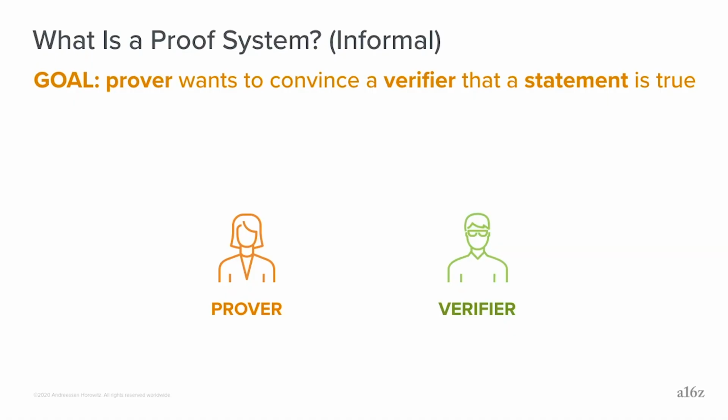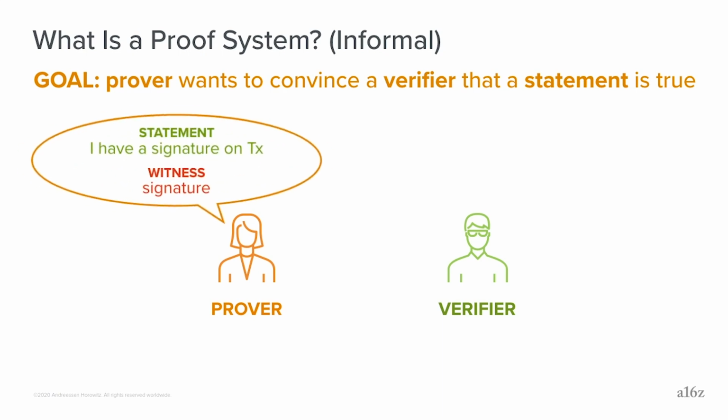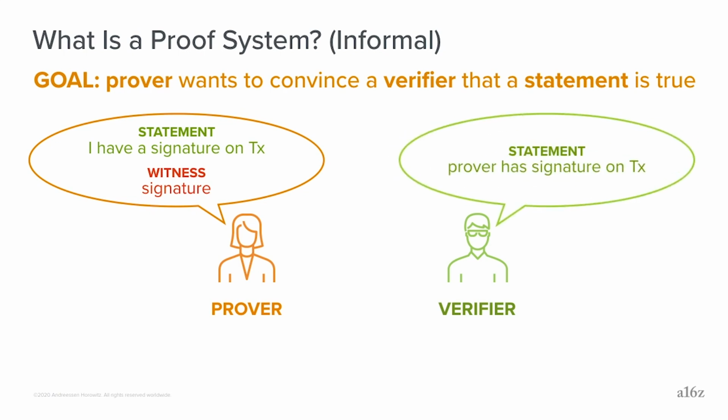So let's suppose, here we have a prover and a verifier. The prover wants to convince the verifier of a certain fact. Let's imagine what the prover is trying to prove is that he has a signature on a particular statement. Maybe there's a transaction in question. This is called the statement that I'm trying to prove. I have a signature on this transaction, and then there's a secret witness, which is the actual signature. What I'd like to do is prove to the verifier that I know a signature on this transaction in zero knowledge, which means that I leak nothing about the actual signature. So the statement is that the prover has a signature on a transaction.